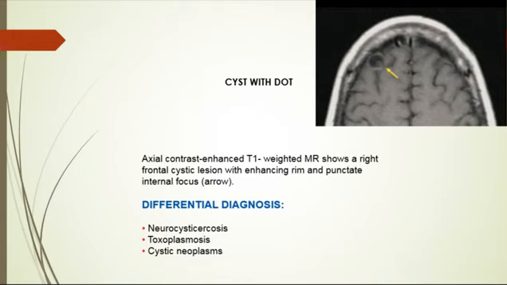So you can see right frontal cystic lesion with enhancing rim and punctate internal focus. Differential includes neurocysticercosis, toxoplasmosis, cystic neoplasms. However, it is very characteristic of neurocysticercosis, which is caused by what? Taenia solium, pork tapeworm. Toxoplasmosis typically has larger and more irregular nodules, which reflects the associated hemorrhage and inflammation. Cystic neoplasms are usually more heterogeneous in appearance, and may demonstrate an enhancing mural nodule.